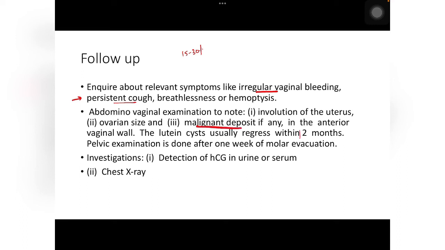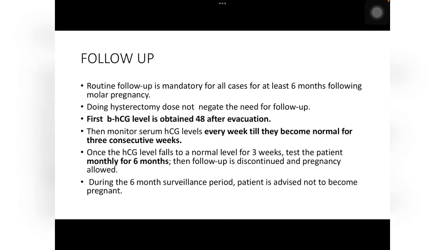Usually by 2 months, theca lutein cyst will regress. Pelvic examination should be done after 1 week of molar evacuation. Investigations in each visit: we are going to follow up the patient using HCG, and a chest X-ray may be necessary if the patient develops any symptoms.